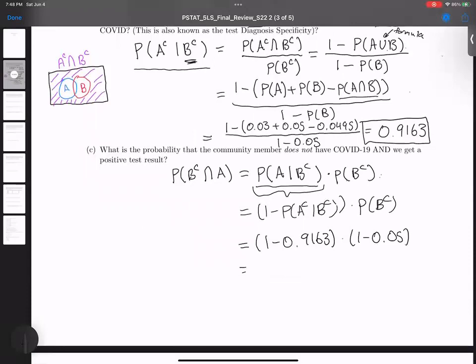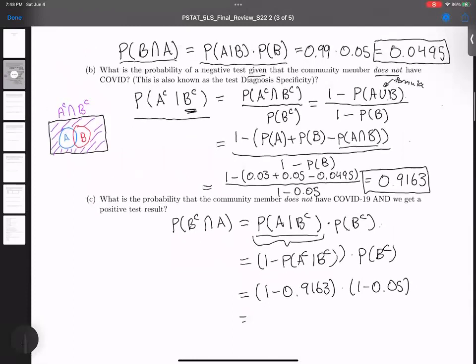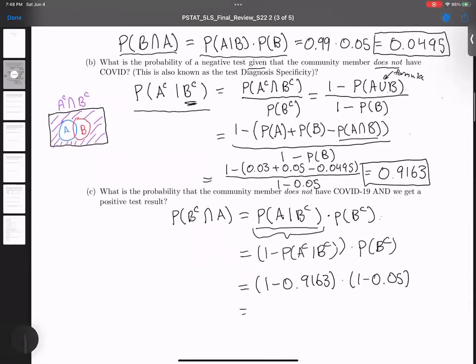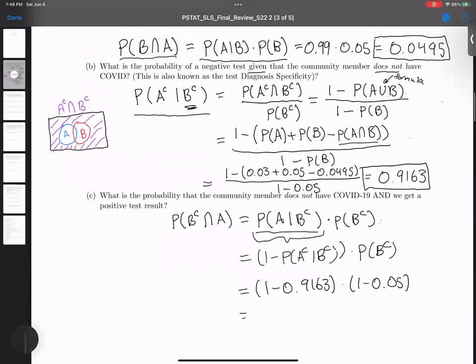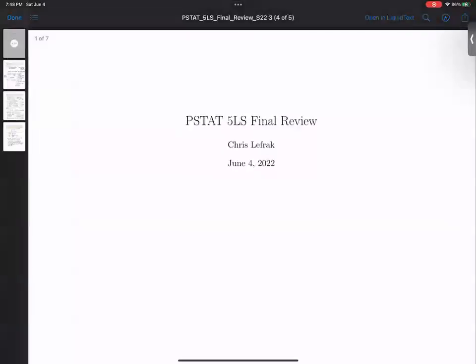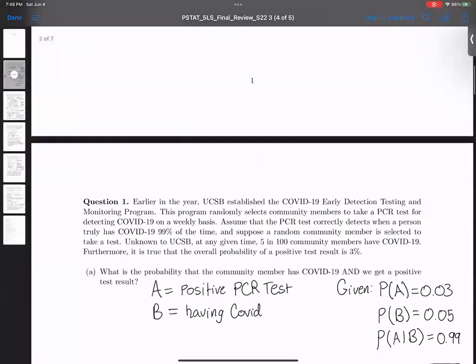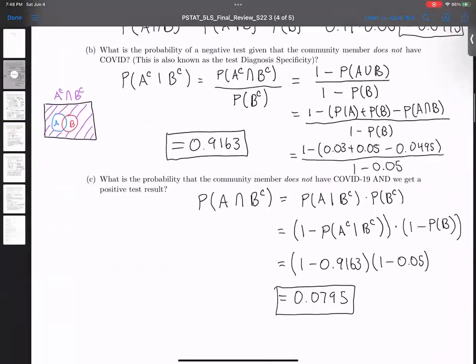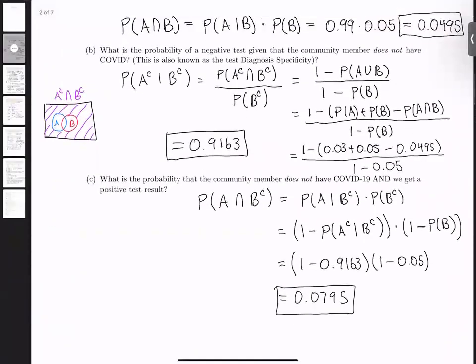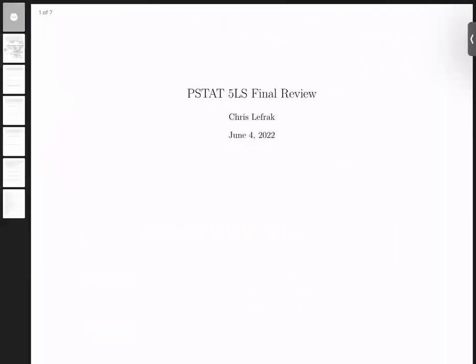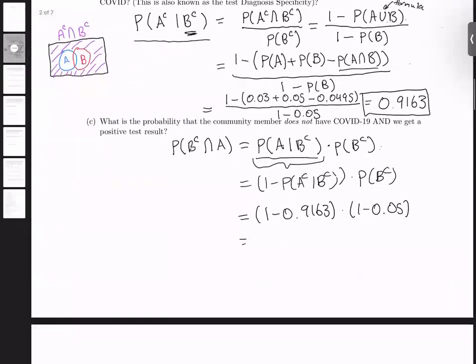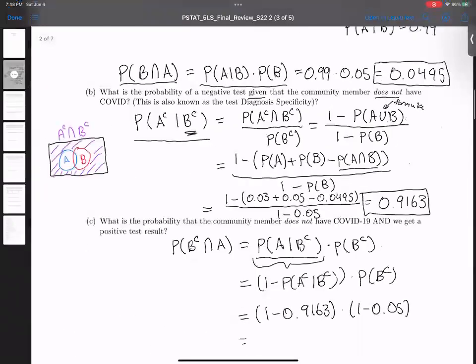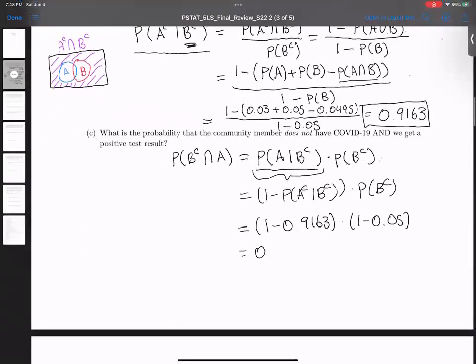So I, again, don't remember what this is equal to. And I can't swipe right or left if I draw on it for too long. It gets stuck on that page. So it ends up being 0.0795.